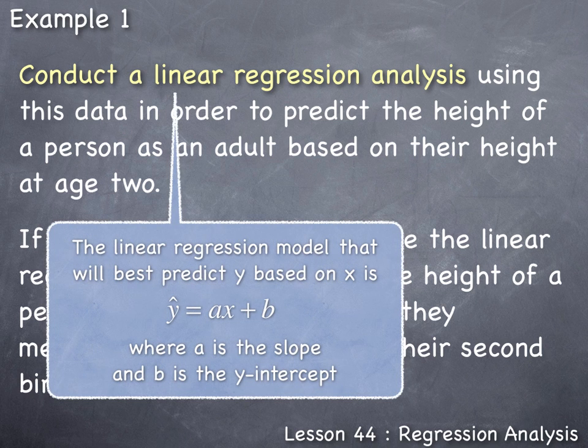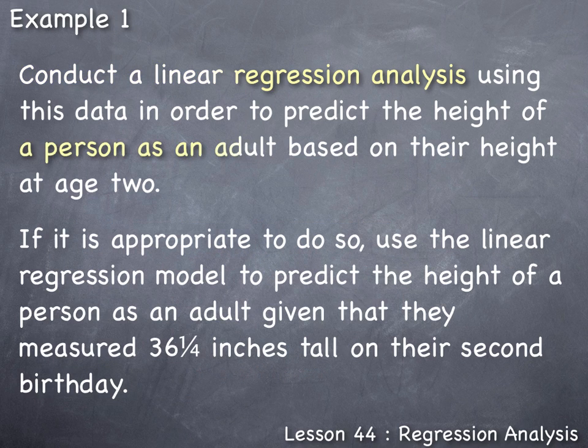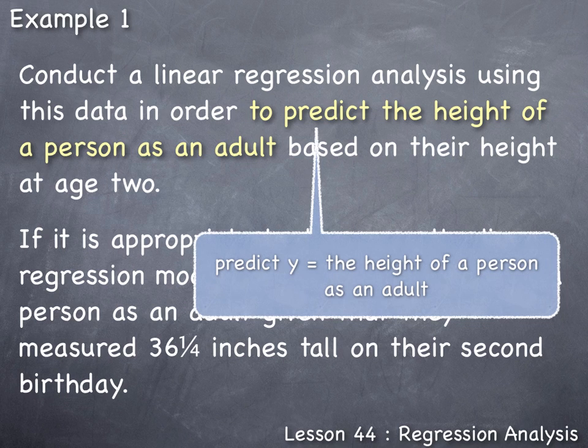The linear regression model that will best predict y based on x is given by the formula y hat equals a times x plus b, where a is the slope and b is the y-intercept. This linear regression analysis will be used to predict the height of a person as an adult. The predicted variable is the y variable. So in this case, we know that we're going to predict y equals the height of a person as an adult.